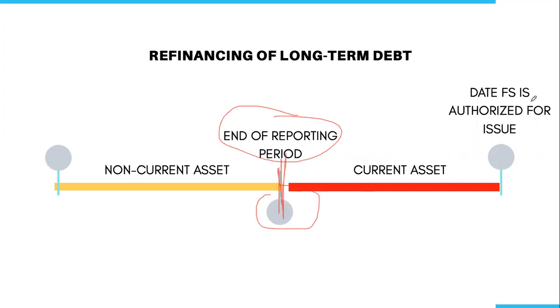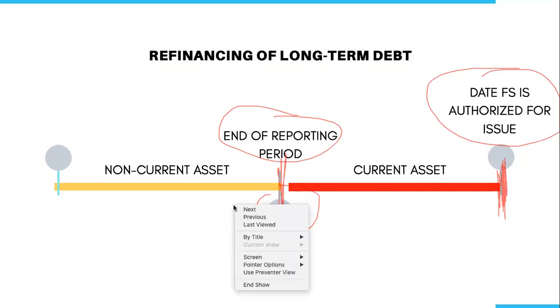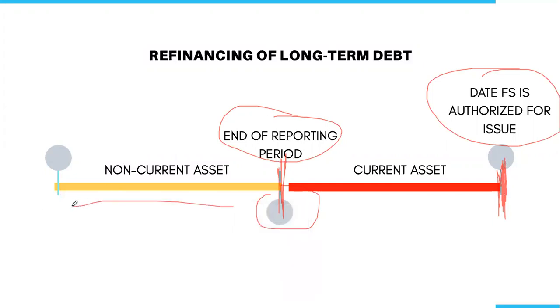And this is the date the FS is authorized for issue. This is the date approved by the board of directors, when the FS can be issued for public purposes. Okay, so this is of course before the reporting period. Before the reporting period.